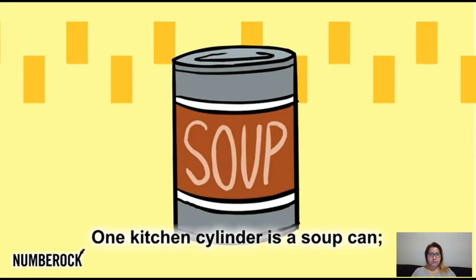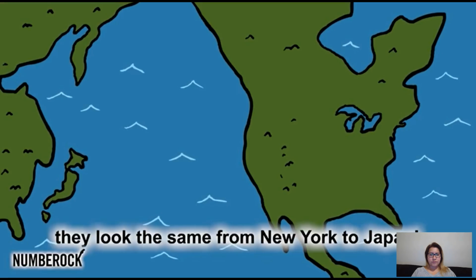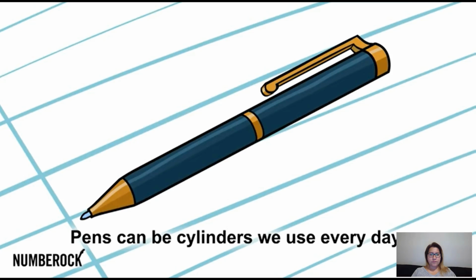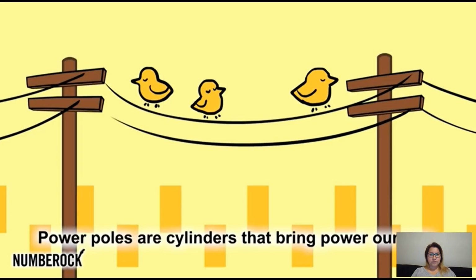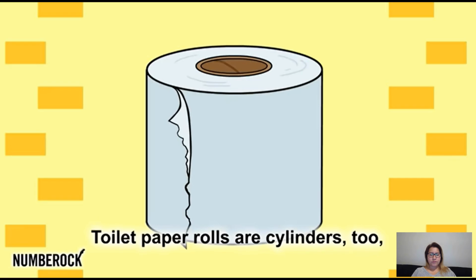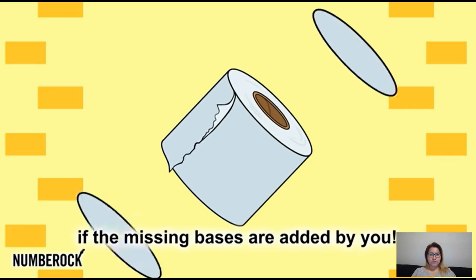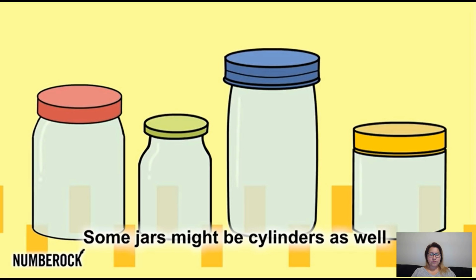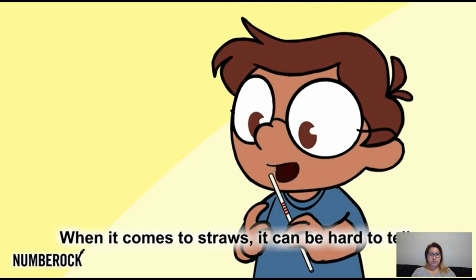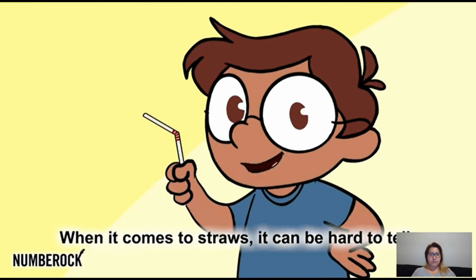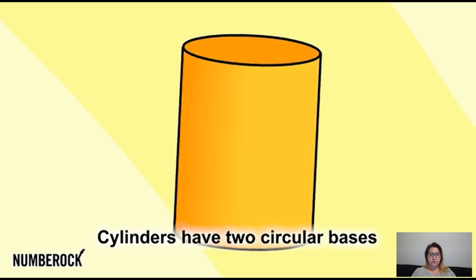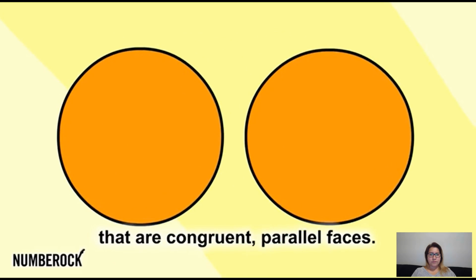One kitchen cylinder is a soup can. They look the same from New York to Japan. Pens can be cylinders we use every day. Power poles are cylinders that bring power our way. Toilet paper rolls are cylinders too, if the missing bases are added by you. Some jars might be cylinders as well. When it comes to straws, it can be hard to tell. Cylinders have two circular bases that are congruent parallel faces.